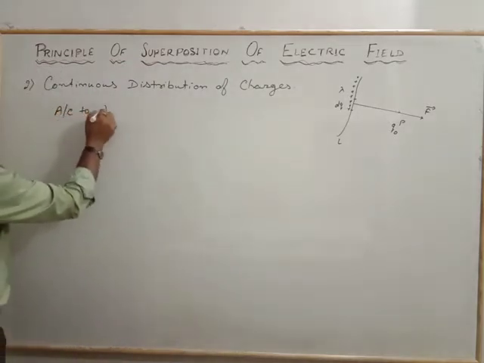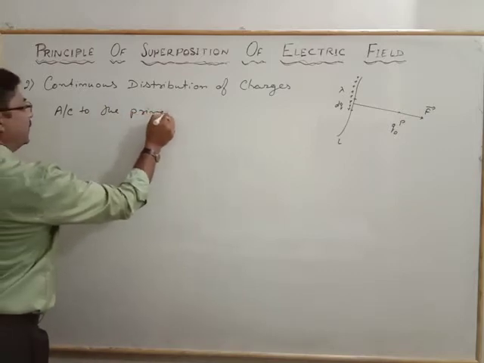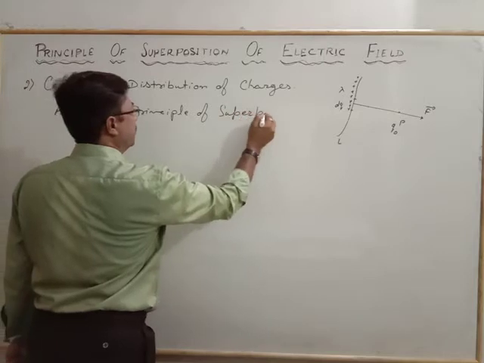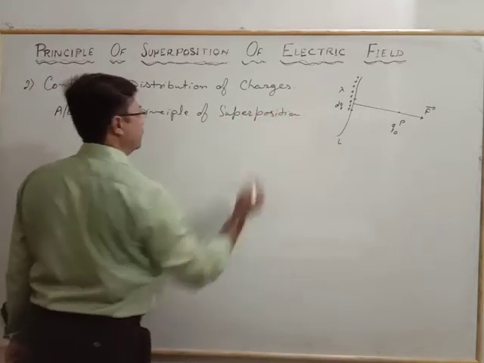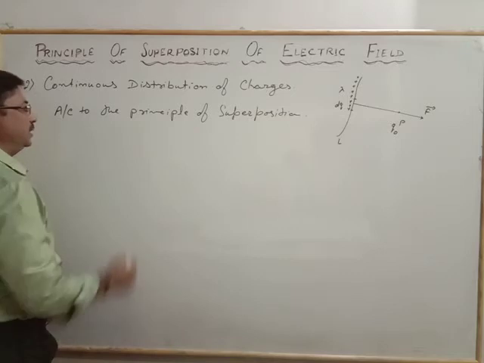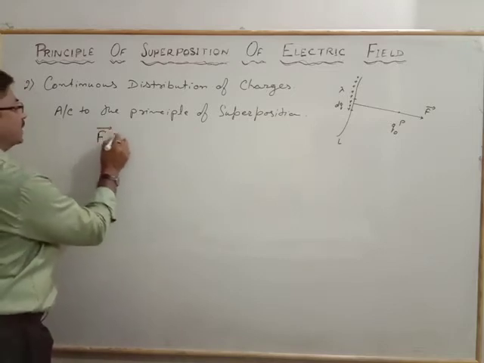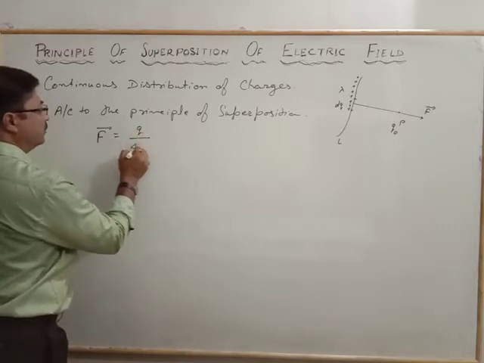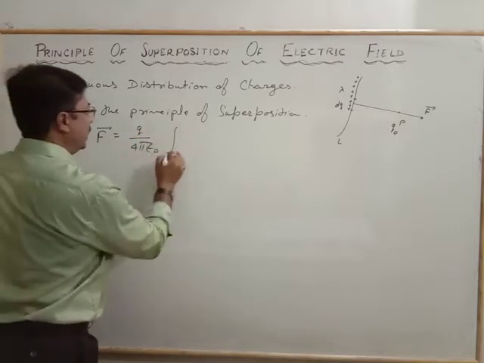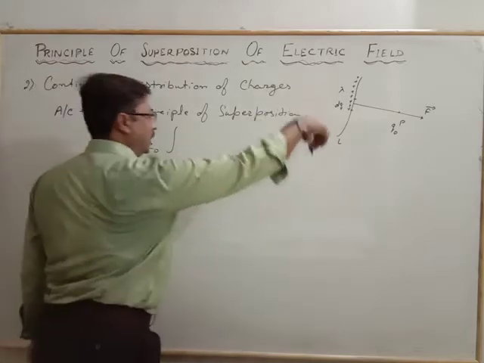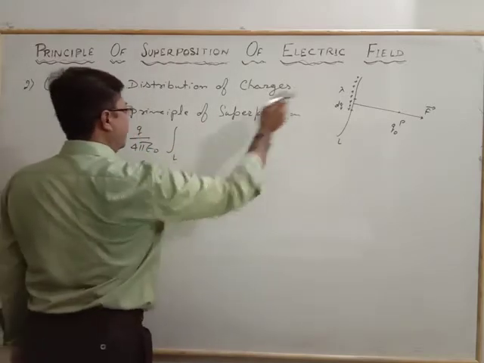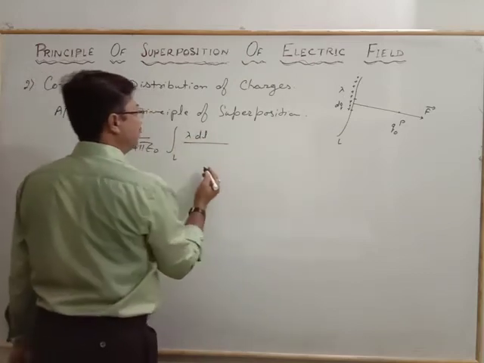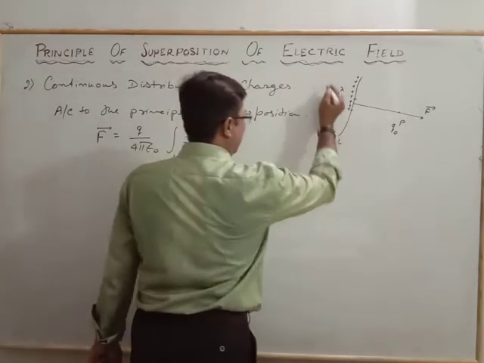According to the principle of superposition, that force vector is equal to q naught by 4 pi epsilon naught, integration over the whole length L, of lambda dl by the position which we will consider from the origin.